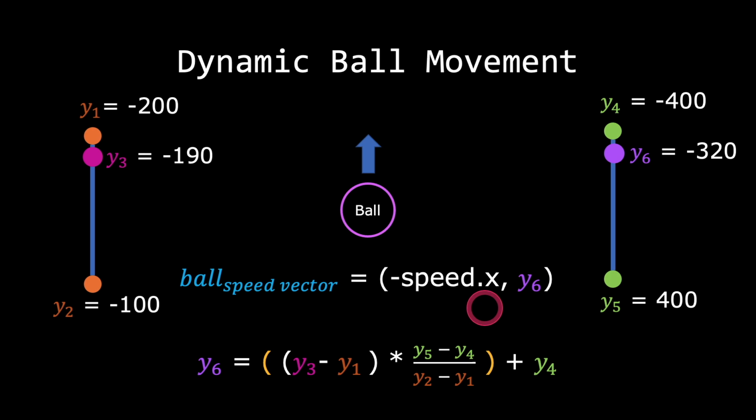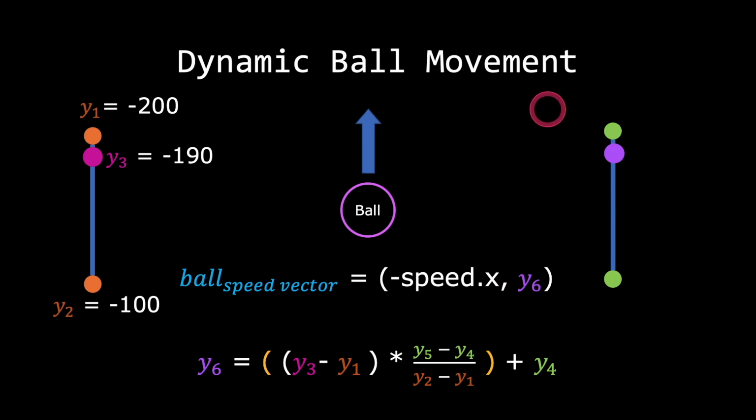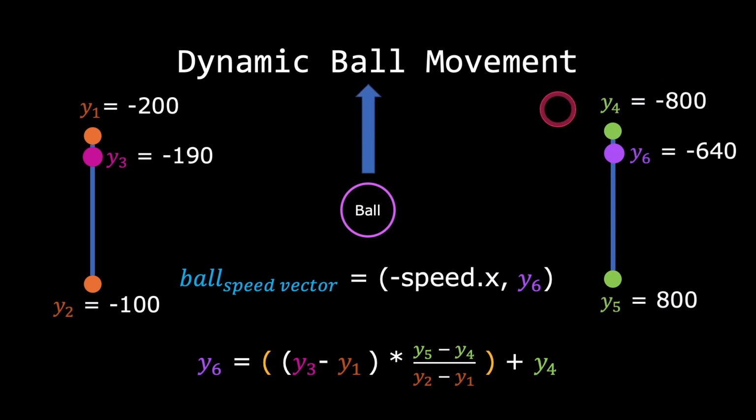Now let's go ahead and change our range. And you'll notice that when our range changes, in this case, we doubled the range, even when our ball hits the same part of our player paddle, our velocity in the y-axis doubles. And so instead of negative 320, what we have is negative 640.